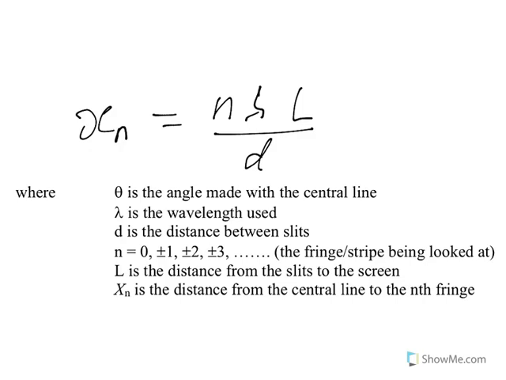The angle made with the central line is theta, so that's the angle out to the fringe, whichever one it is. Lambda is the wavelength, D is the distance between the slits, n is which fringe, 0 for the middle, L is the distance from the slits to the screen, and x is the distance to the nth fringe.